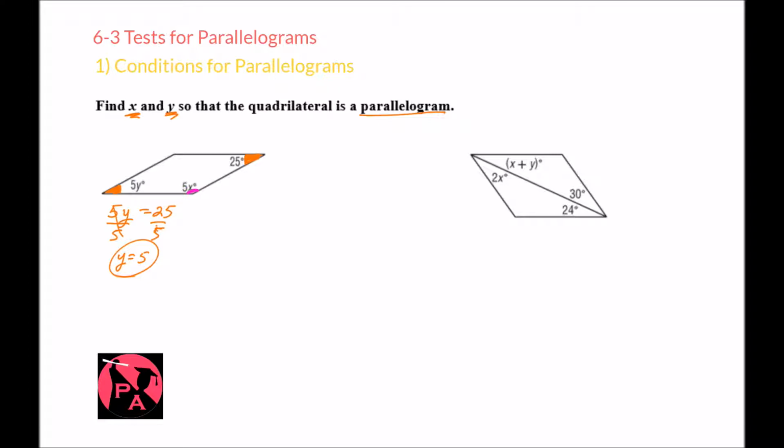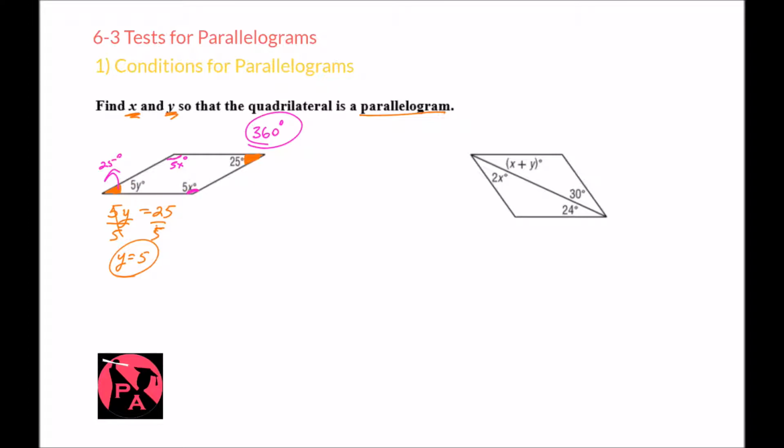So if this angle is 25, this corner is going to be 25 as well. So I'm just going to put 25 right here, 25 degrees. And I also know that if this angle is 5x, that one right here would be 5x degrees as well. Now, since we have a quadrilateral, that means the sum of interior angles of a quadrilateral must be equal to 360 degrees. So let's add all of the angles that we see and then set it up equal to 360 degrees.